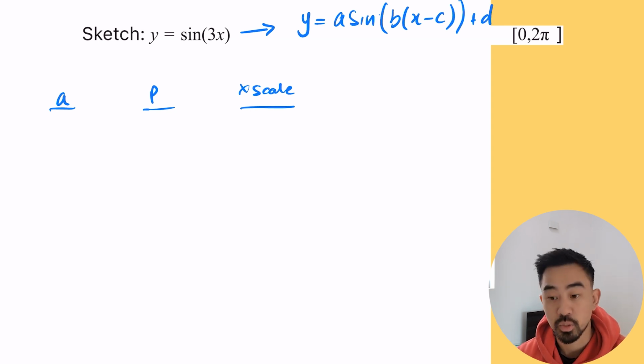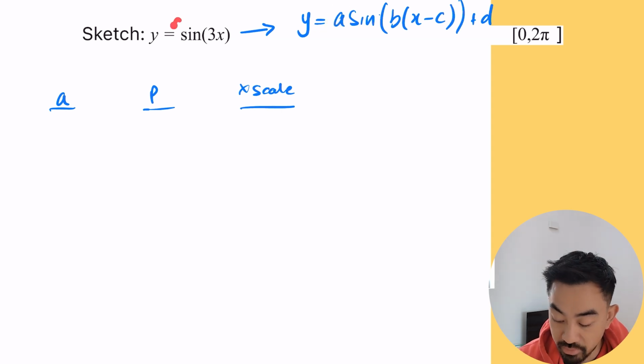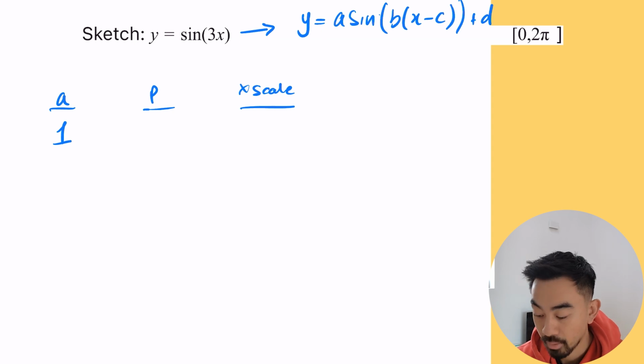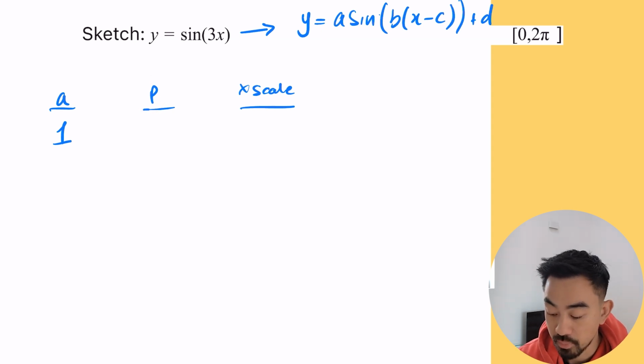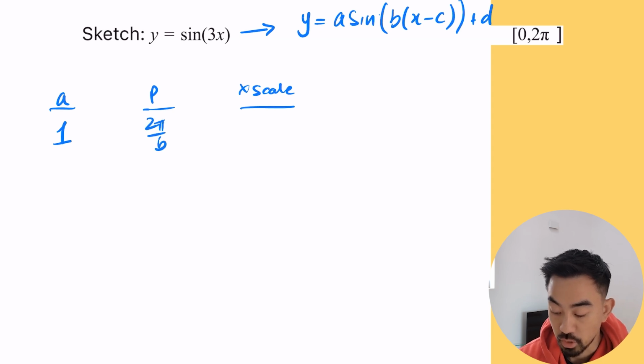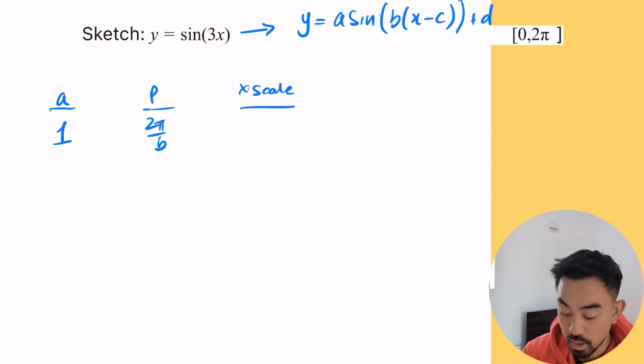Okay, now I'll explain these one at a time, but your a here basically is your amplitude. So the thing at the front will tell you how high and low it goes. So in our case, if it has no number, it's going to be 1. So I'll just pop a 1 there. Okay, your period, so how often it comes back around and does that shape, is given by this formula, 2 pi over b. So in this case, where's our b? Our b is out the front of x, so it's going to be 2 pi on 3.